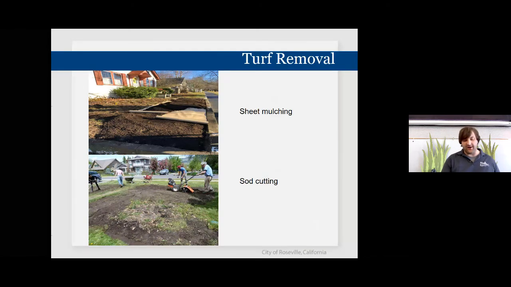So we just talked about how you can easily convert your spray to drip. Now we're going to talk about, well, you want to remove your grass because that's where your sprinklers are, at least for most of you, but man, that's a lot of work. The sod cutting can be just so expensive. There's actually a more affordable way to do this, and we call that process sheet mulching. Next slide.